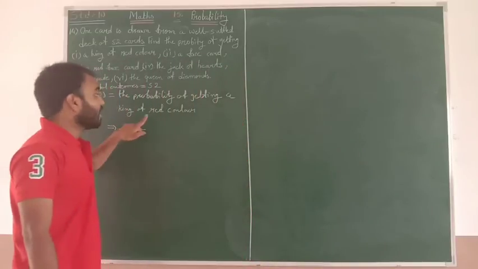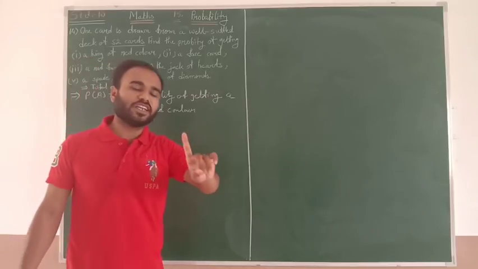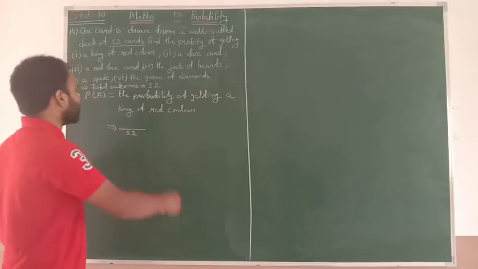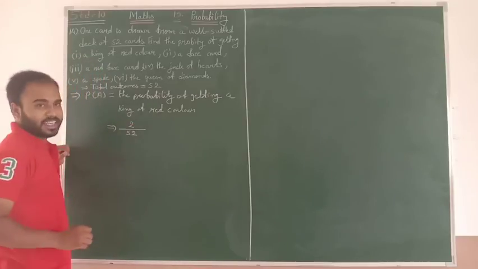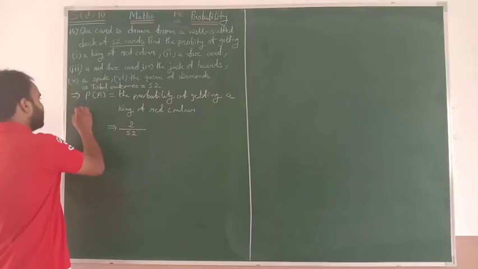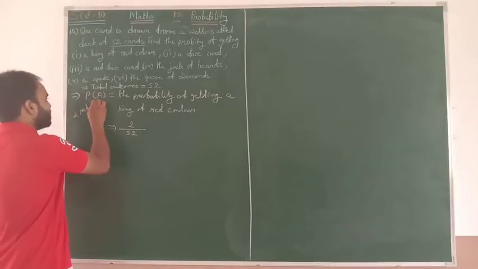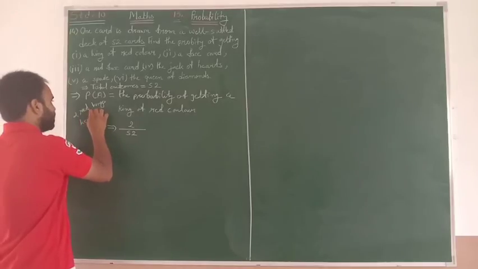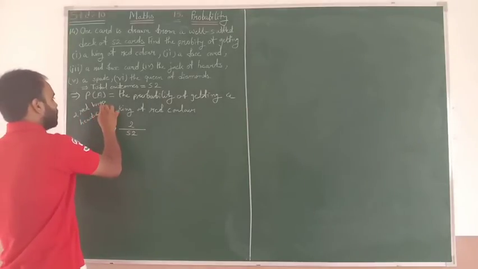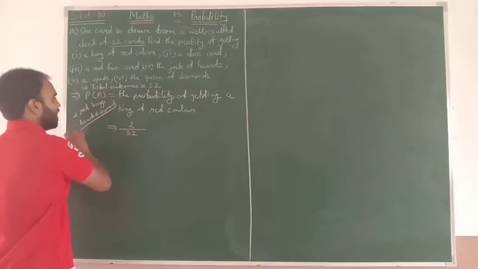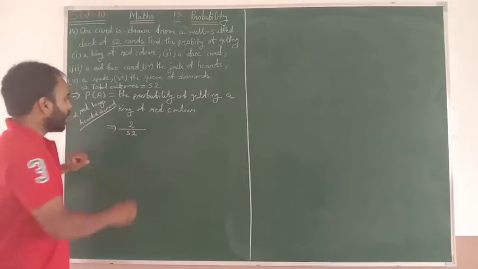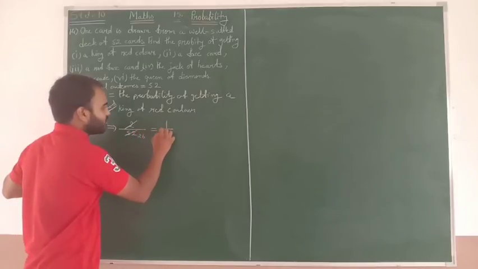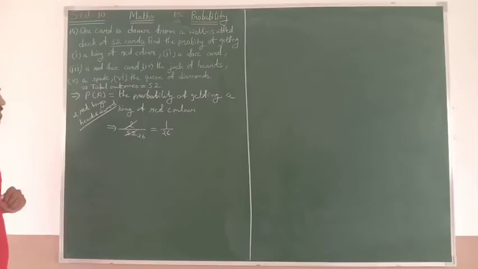Now, it is given that king of red color. So one type has one king. So there are two red color kings, that is of hearts and diamond. So 2 by 52, that is 1 by 26, will be the answer.